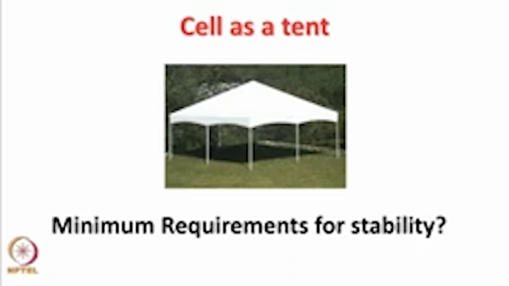So, in the last class we introduced this abstraction of imagining the cell as a tent. And I asked the question, what would be the minimum requirements for maintaining the stability of such a tent? I would like to state here once that this analogy applies to adherent cells, that is, which stay put, which adhere to their substrate. This analogy will not work for cells like red blood cells which continuously circulate within the bloodstream and are not really adherent. Okay. So, we said that there are four things which are essential for maintaining the cell structure.